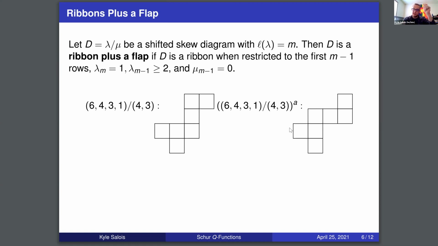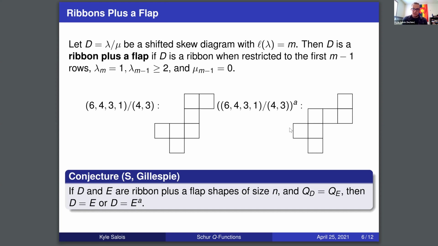So that's the other diagonal than you're used to with transposing partitions. It turns out that if you have a ribbon plus flap and you do this reflection to it, you'll also get a ribbon plus a flap. In actuality, for any shifted skew shape, this reflection maintains that it is a shifted skew shape, which is pretty cool.